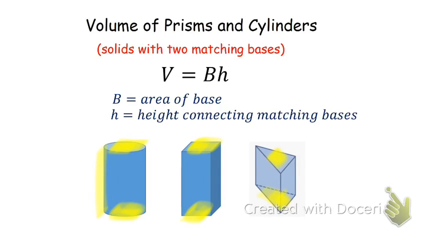One of the important things when you use this formula: capital B stands for area of the base. Find the area of the circular bottom, then multiply by the height.